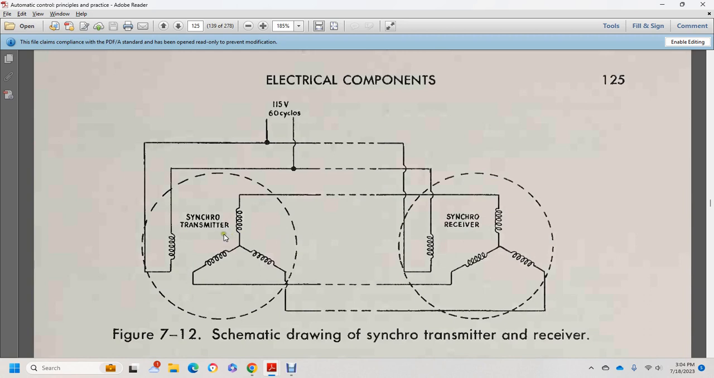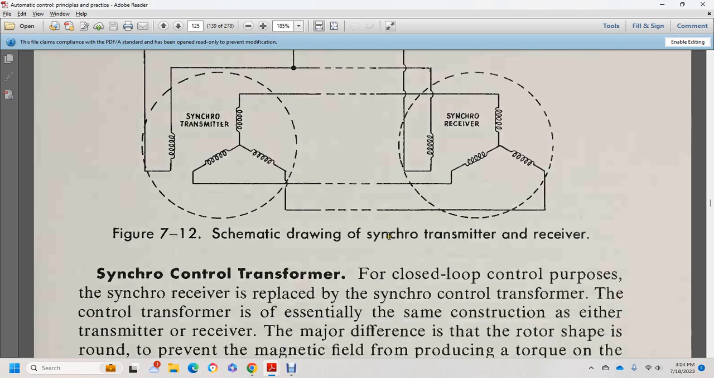Here is a schematic drawing of a synchro transmitter and receiver. You have the synchro transmitter and the synchro receiver, with 3-wire windings at 150 cycles, and a little induction transformer on the side.